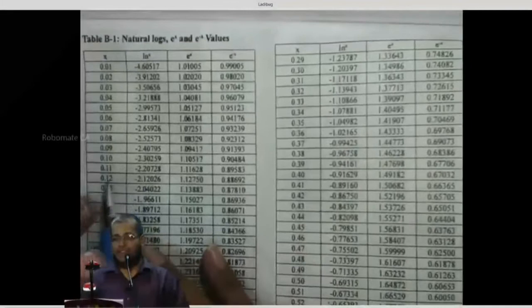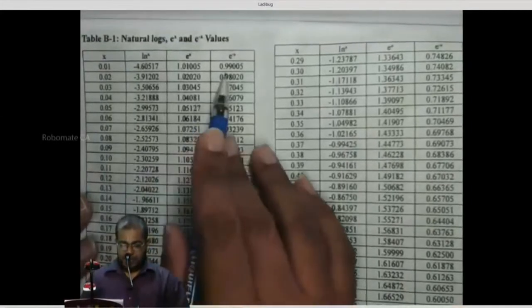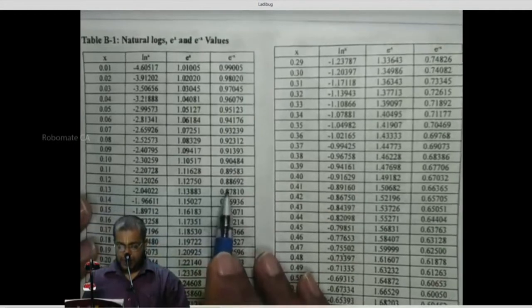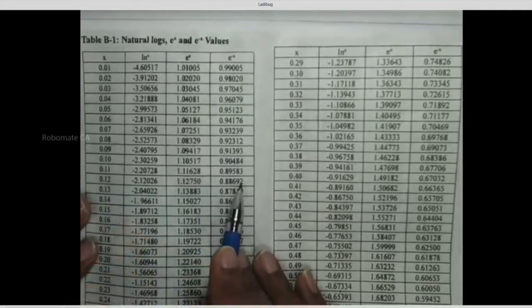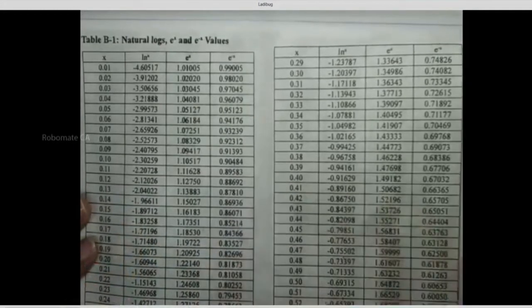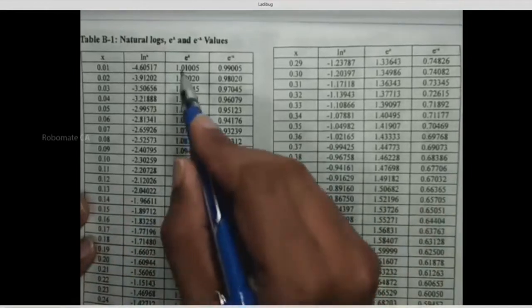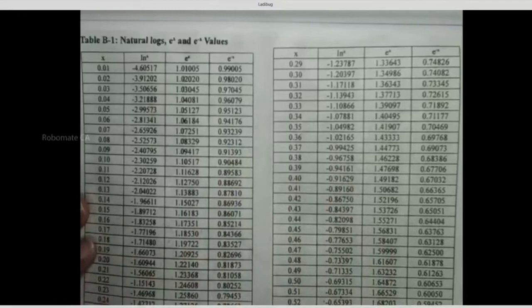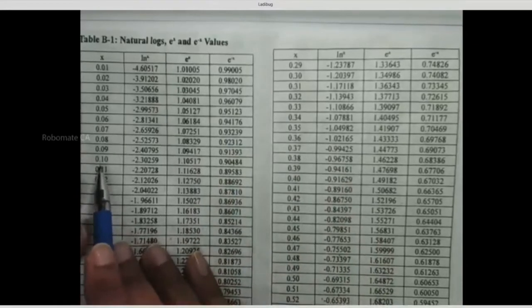In the last sum we did 12% interest. The e power minus x column is given. What is 12% e power minus x? 0.88692, the same number we got. Everybody yes or no? These are the future value factors, and these are the present value factors.